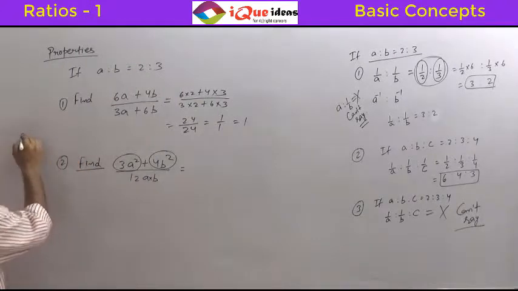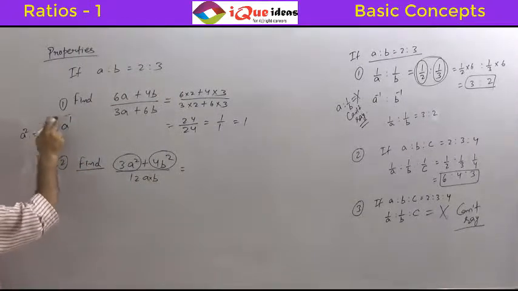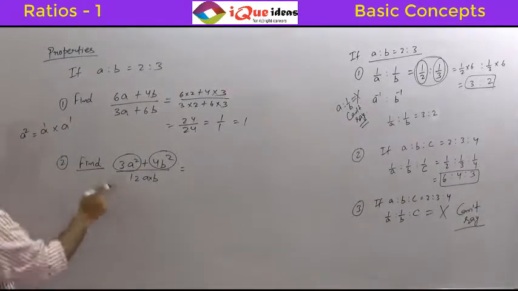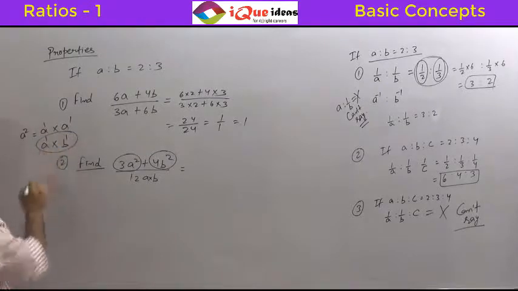See, understand, a square is what? At the end of the day, it is a into a. So power 1, 1. And when you multiply, the powers get added. So 1 plus 1, 2. Even if it is a into b, the net power of the term will be 1 plus 1. That is 2 only. So we can calculate this.